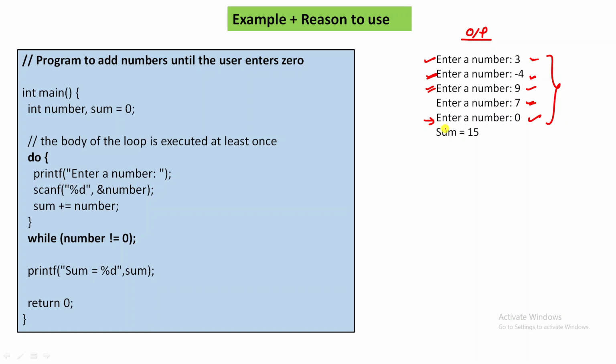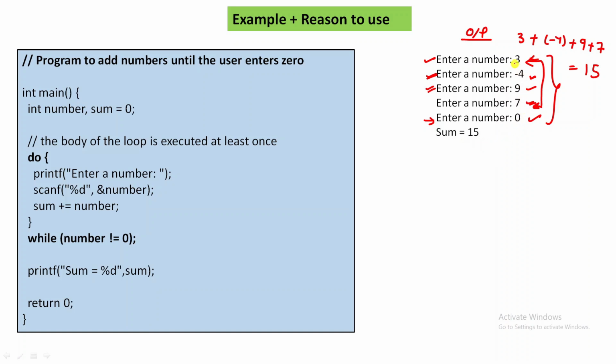Then it should not ask me any other number. It should simply print the sum of all these numbers from 3 to 7, all these sum of non-zero numbers. Okay, 3 plus -4 plus 9 plus 7. So the sum of all these numbers is basically 15. So at last it should print the sum equal to 15, right?